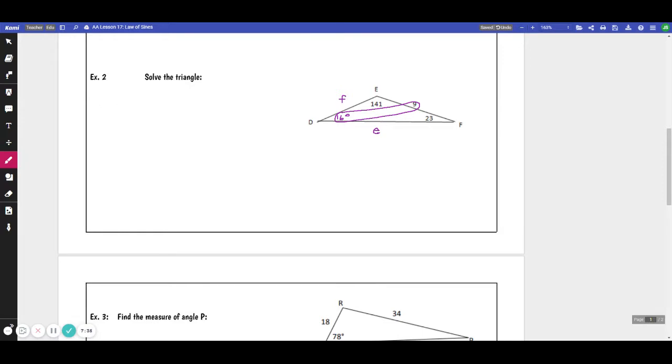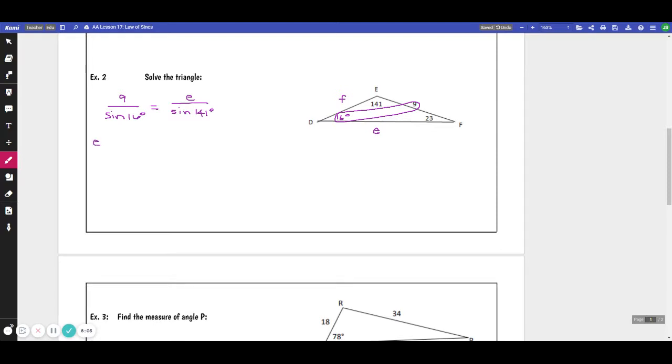Okay, so I'm going to do a side, the one that I know. 9 divided by sine of its corresponding angle, 16, equals, pick which one you want to solve first. We're going to have to do both of them, so it really doesn't matter. Let's do E divided by sine of its corresponding angle, 141. So we set up our proportion and then cross multiply.